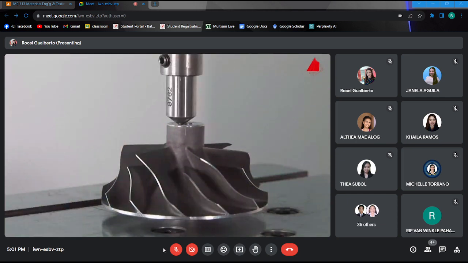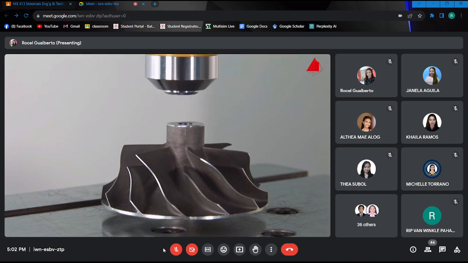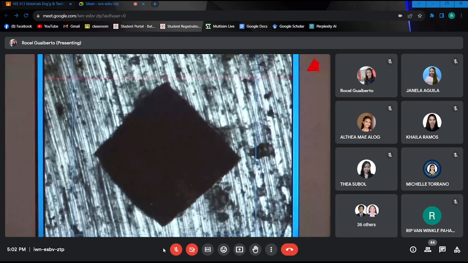After pushing the start button, the diamond pyramid pans down and carefully touches the test piece surface. The test force slowly increases to its specified value. After holding the test force constant for a certain time, the indenter lifts again, pans back, and the microscope lens resumes its former position. This is the magnified indentation on the display screen.